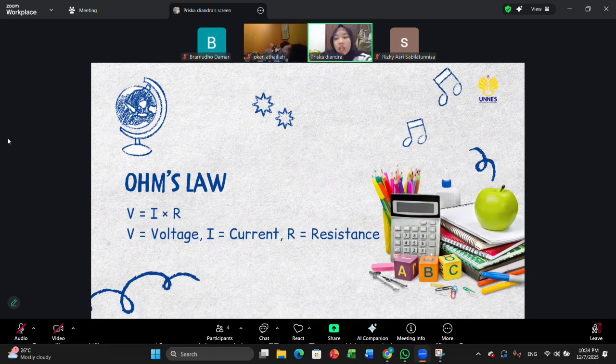And the last, Ohm's law. Ohm's law is one of the fundamental principles of circuit analysis. The formula is V equals I times R. Using this law, we can determine voltage, current, or resistance in circuits.